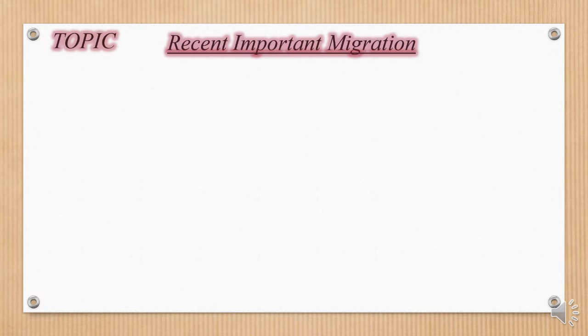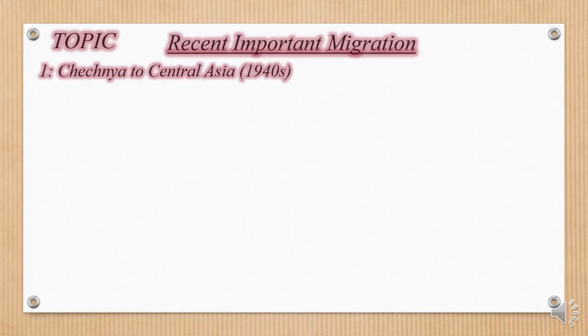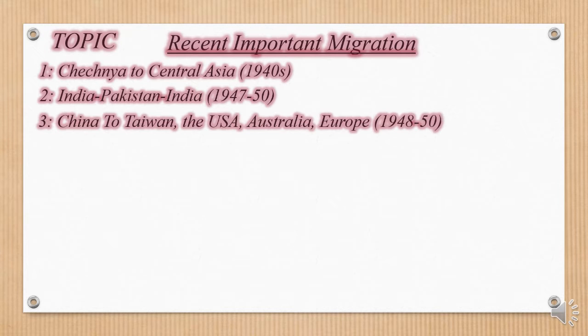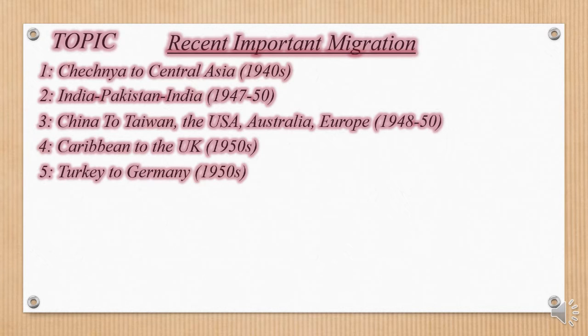The topic of the day is recent important migration, and in this we will study about: Number 1, Chechnya to Central Asia in 1940s. Number 2, India Pakistan to India in 1947 to 1950. Number 3, China to Taiwan, the USA, Australia, Europe during 1948 to 1950. Number 4, Caribbean to the UK in 1950s. Number 5, Turkey to Germany in 1950s.